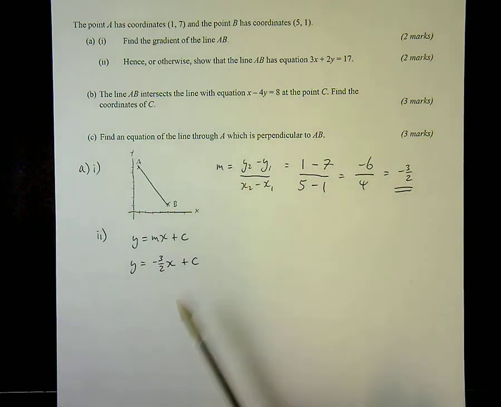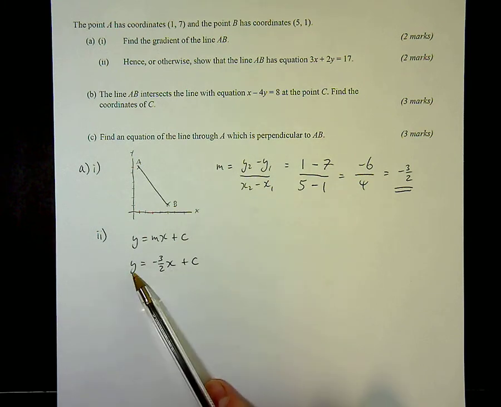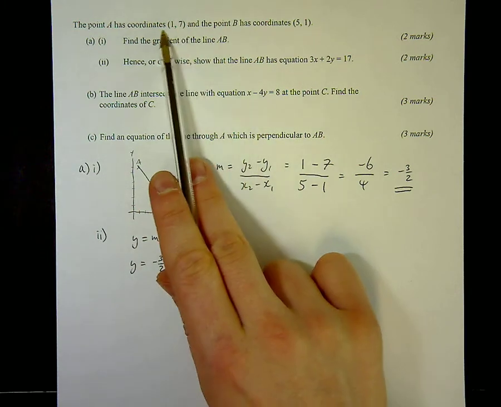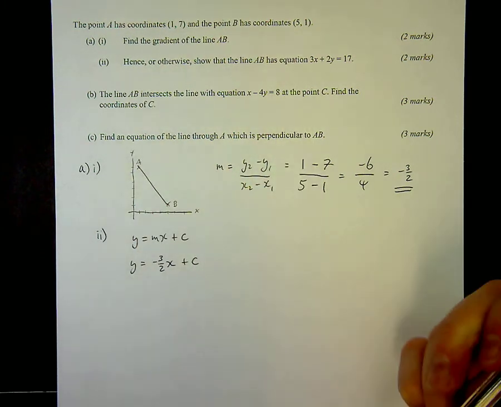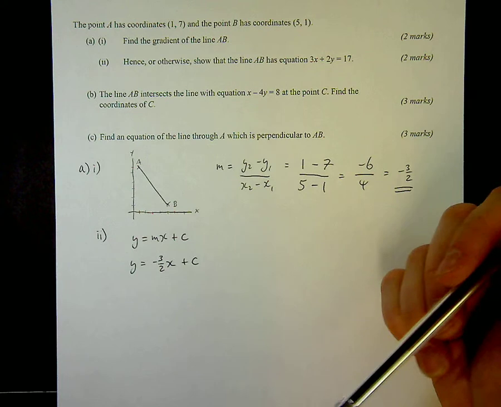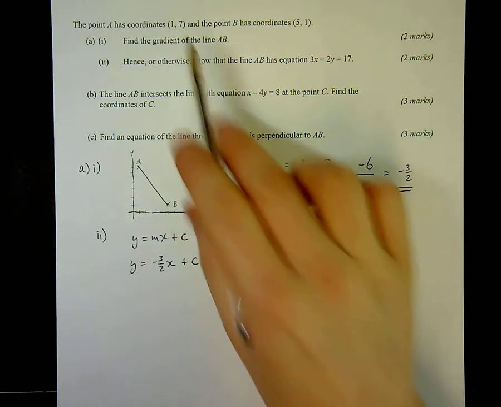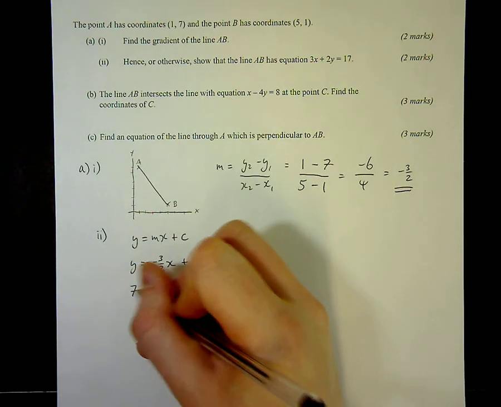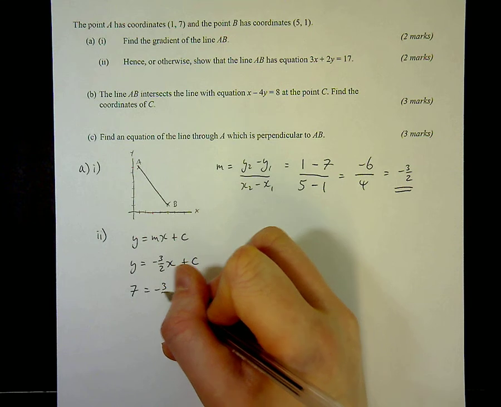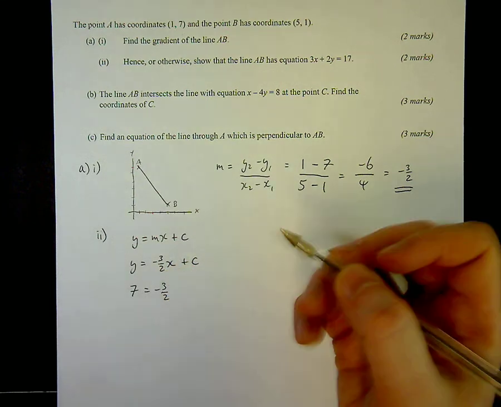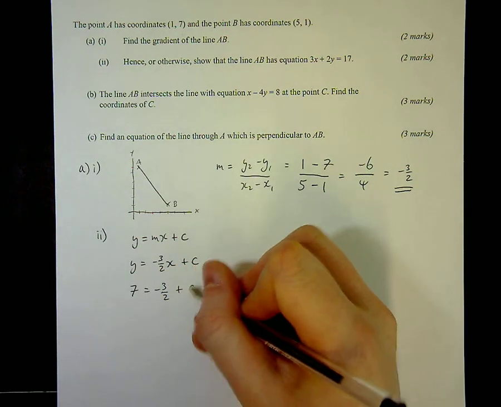So to do that, I can substitute any x, y coordinate that I know the line goes through. I've got 2 points here, A and B. I know it goes through both of those, so I can substitute either one in. I'll select coordinate A and substitute in the y value, which is 7, and the x value is just 1. Negative 3 over 2 times 1 is just negative 3 over 2. So that's worked out quite nicely.